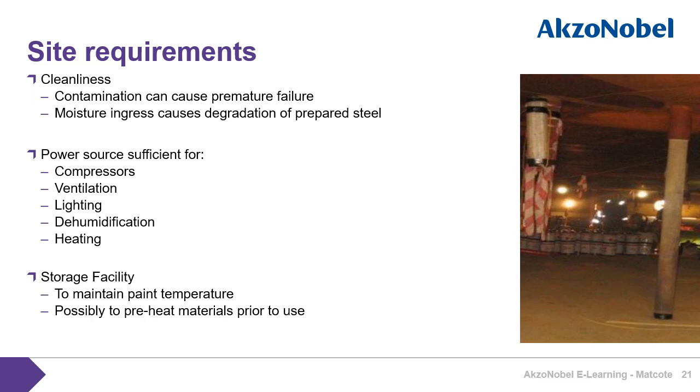Some of the key considerations when looking at site requirements include cleanliness, as contamination can cause premature failure and moisture ingress causes degradation of any prepared steel. Making sure that the power source is sufficient for compressors, for blasting and spraying, for ventilation to maintain a safe working atmosphere, for lighting to ensure good visibility, for dehumidification to maintain climatic conditions, and for heating to maintain steel temperatures. It's also critical to ensure that the storage facility is on site to ensure that the paint temperature is maintained, and if any preheating of materials is used, that this can be done on site.